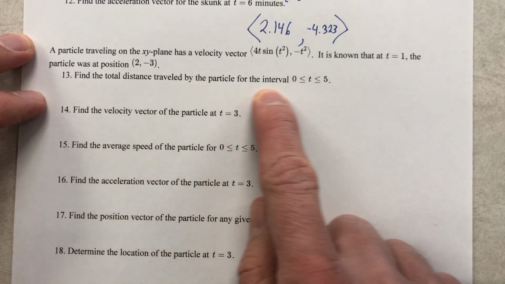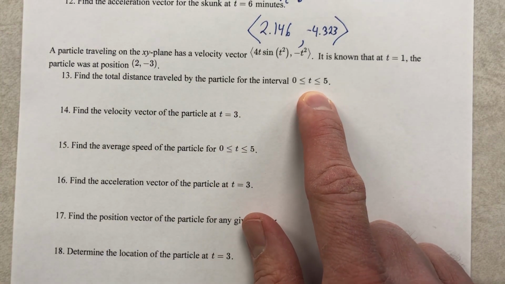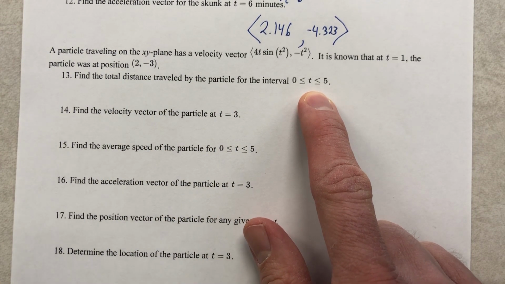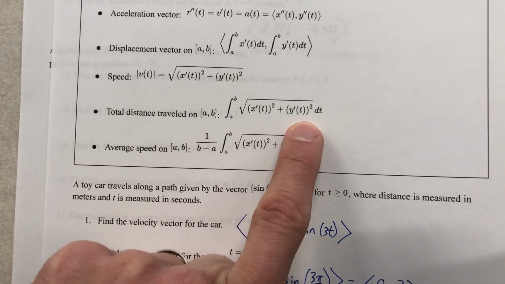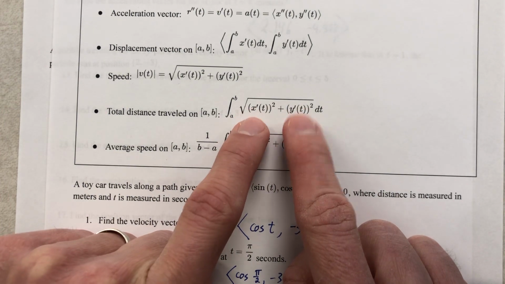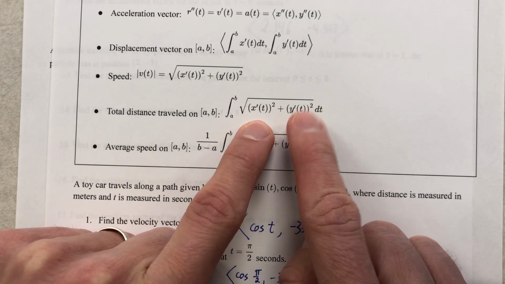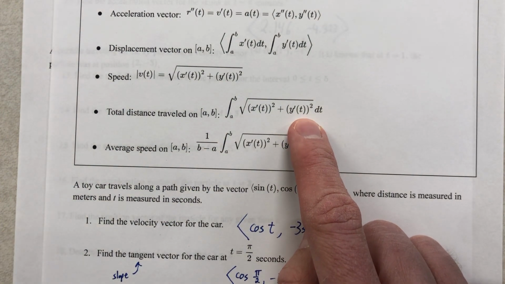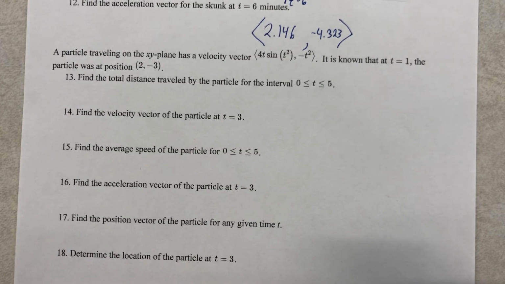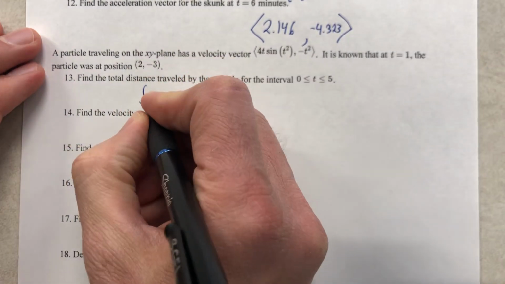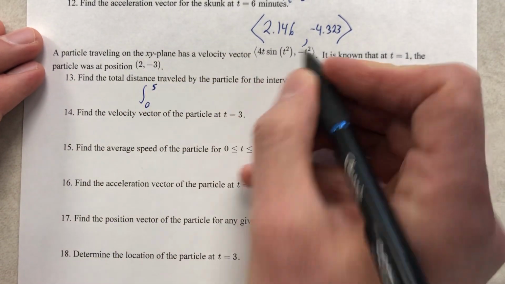Total distance traveled by that particle. Well, the total distance traveled by the particle is, let's go to the formulas. Look at the formula. Total distance traveled would be that. And they actually gave me the derivatives, okay? So don't be like, well, I have to take the derivative. No, you don't. In a sense, they gave you the derivative. So here we go. Integral from 0 to 5 of what they gave you.